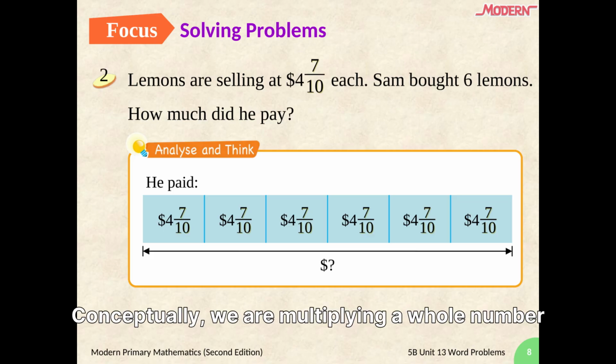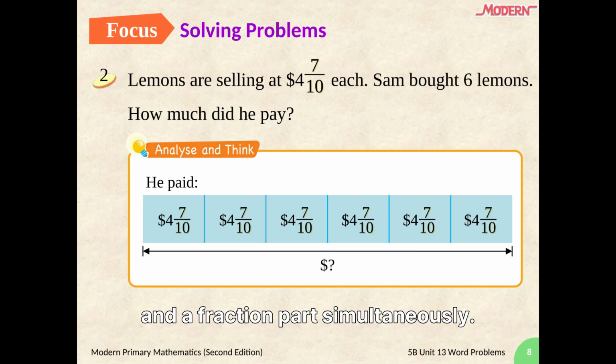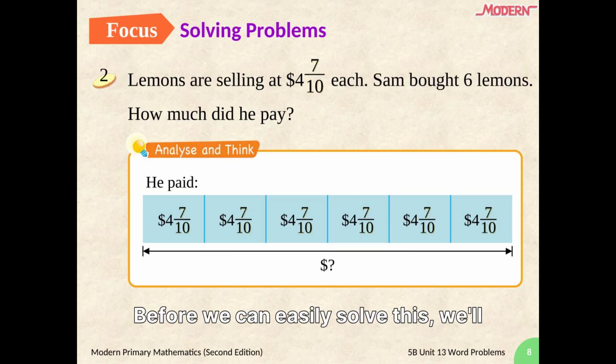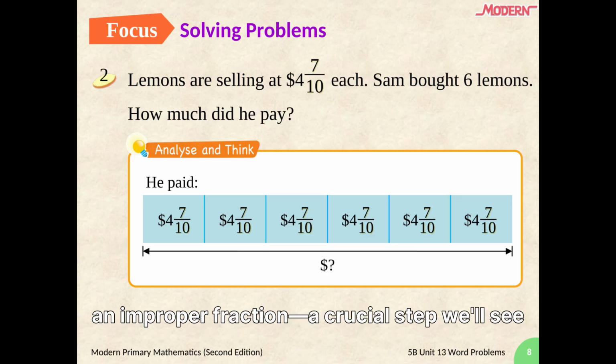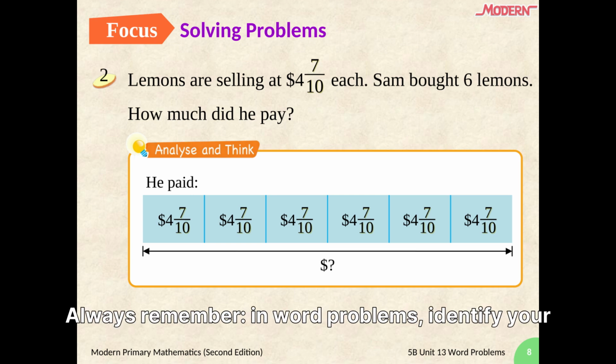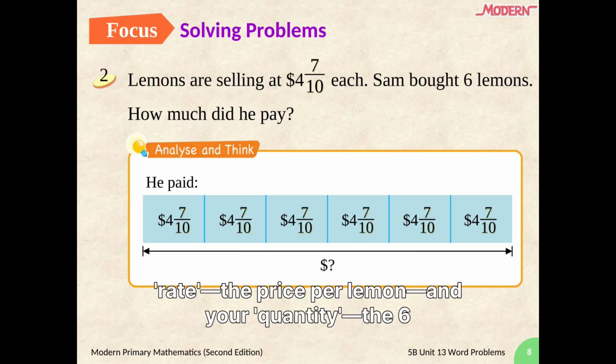Conceptually, we are multiplying a whole number and a fraction part simultaneously. Before we can easily solve this, we'll need to transform that mixed number into an improper fraction, a crucial step we'll see in our next example. Always remember, in word problems, identify your rate, the price per lemon, and your quantity, the 6 lemons.